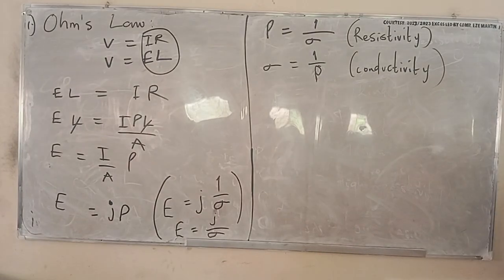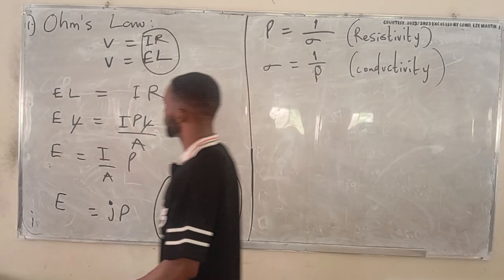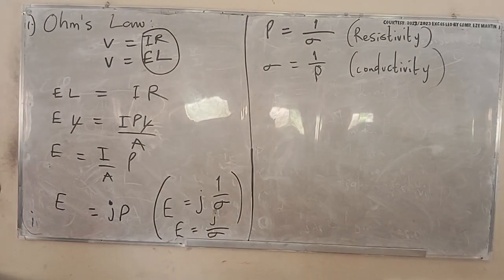So, the relationship between Ohm's law and electric field: electric field is the same thing as the product of current density and resistivity, and is also the same thing as the division of current density by conductivity. So note that. Note these things.